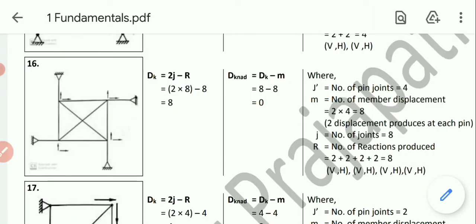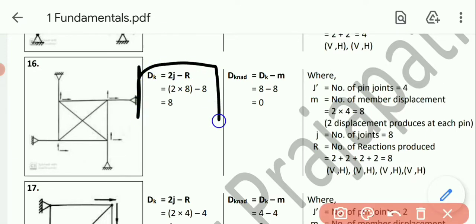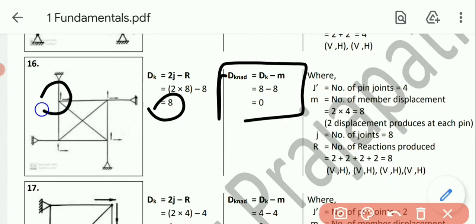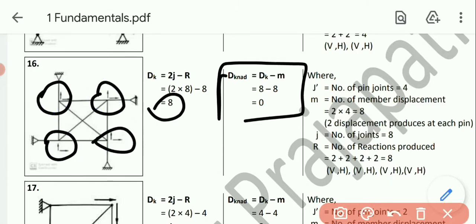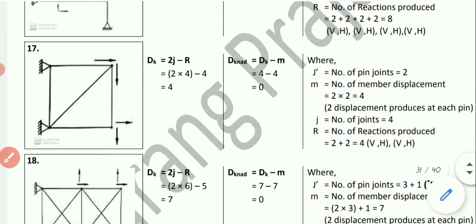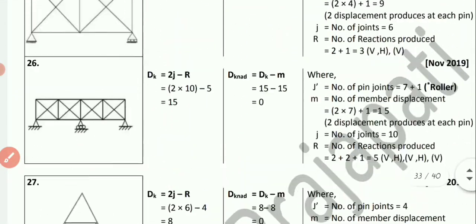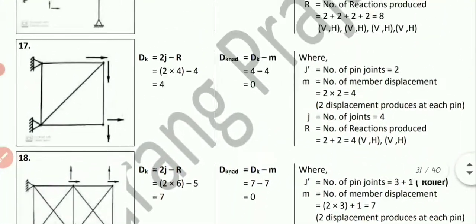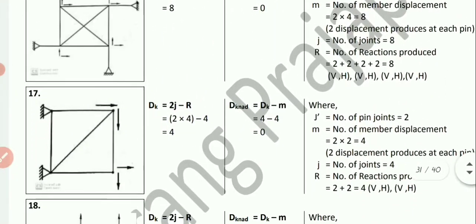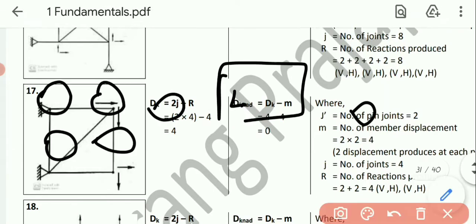Now Dk equals twice J minus R, J stands for joints, that is 8, minus capital R, that is 8, so ultimately the answer will be 16 minus 8, the answer comes 8. And Dk none, this 8 means this displacement, then Dk none equals Dk minus M, M is 8, 8 minus 8, the answer comes 0. Now moving forward, the next example is this one. See, Dk none will always be 0, that's a cross check for you.